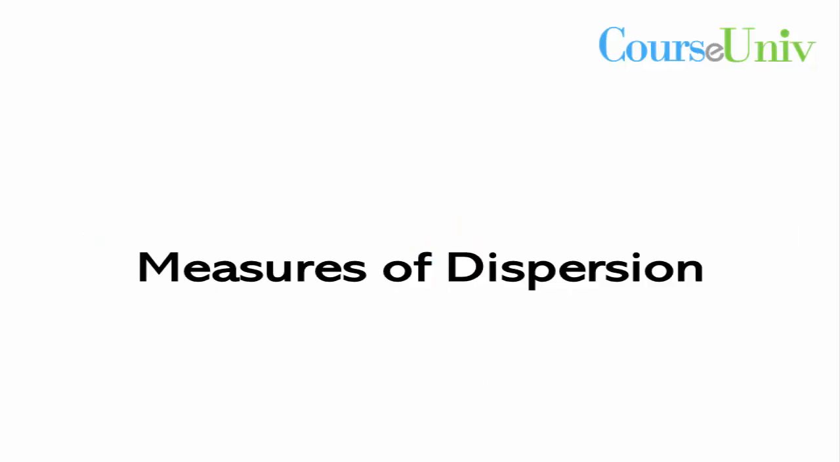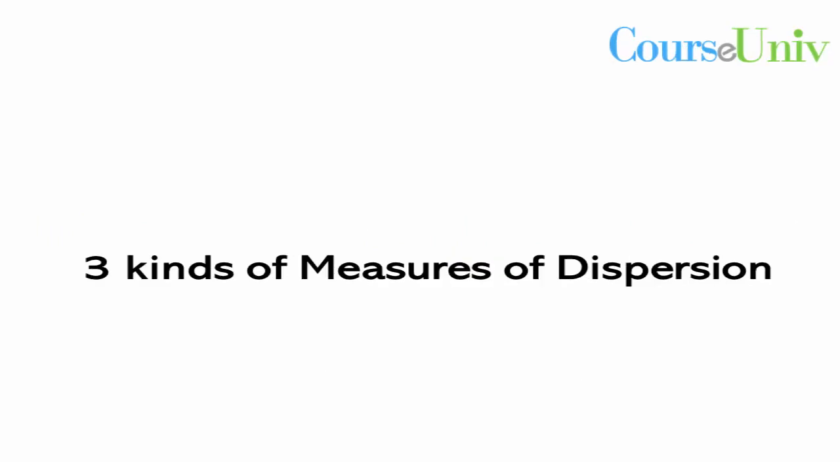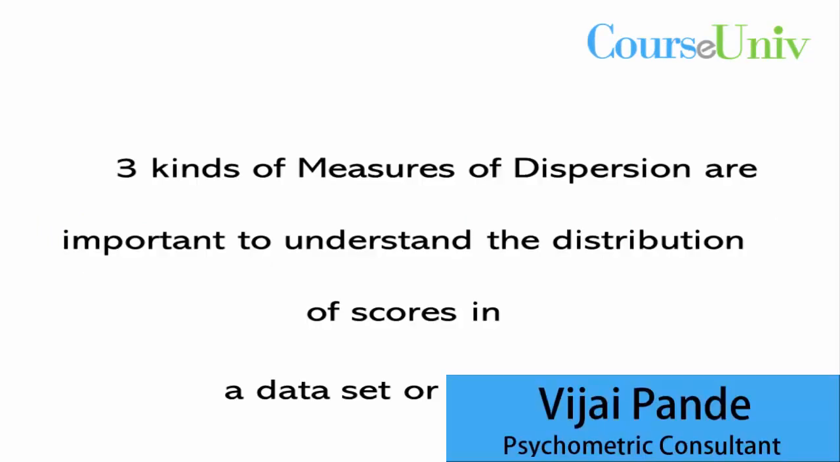In this video, I'm going to talk about measures of dispersion. Now, measures of dispersion in statistics are three, and these are important to understand the distribution of scores in a data set or in a group.